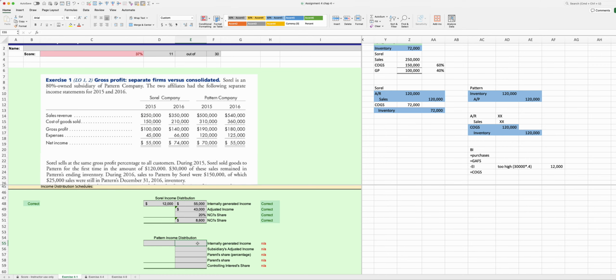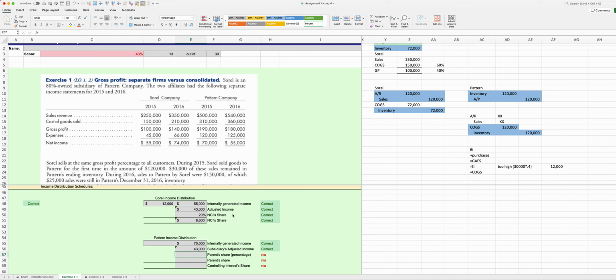There wasn't any situation with the parent selling anything, so we don't have any adjustments here. And then we do go ahead and pick up the subsidiary's adjusted income, that's E49, and out of that, the parent owns 80%. So 80% of that amount is the parent's amount, and I'm going to calculate that and add that to the internally generated income by the parent to arrive at the controlling shares income.